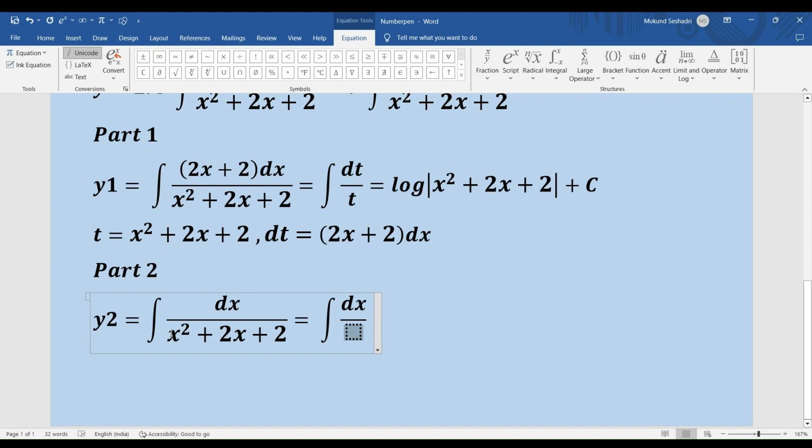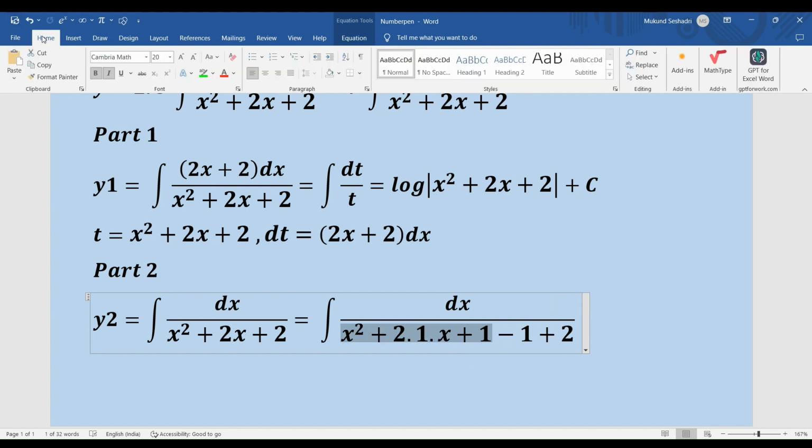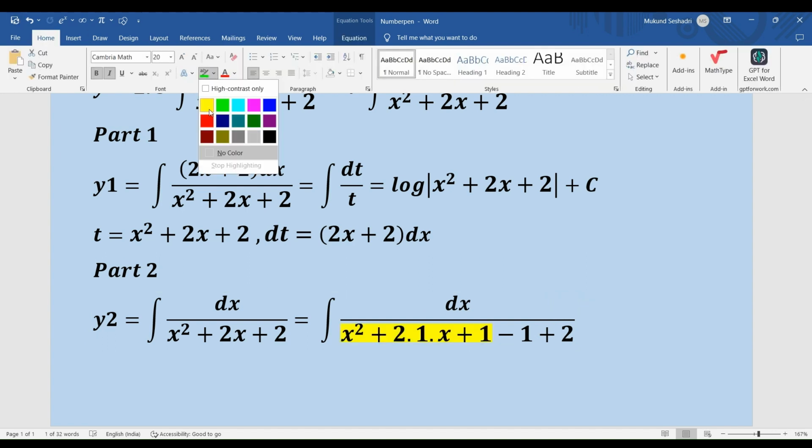quadratic expression? My x squared plus 2x is nothing but an x squared plus 2 times 1 into x, and then I add and subtract a 1, right? It does not change my expression. My 2x is nothing but 2 into 1 into x, right? So now let me highlight this portion in yellow. You will understand why I did this in particular.